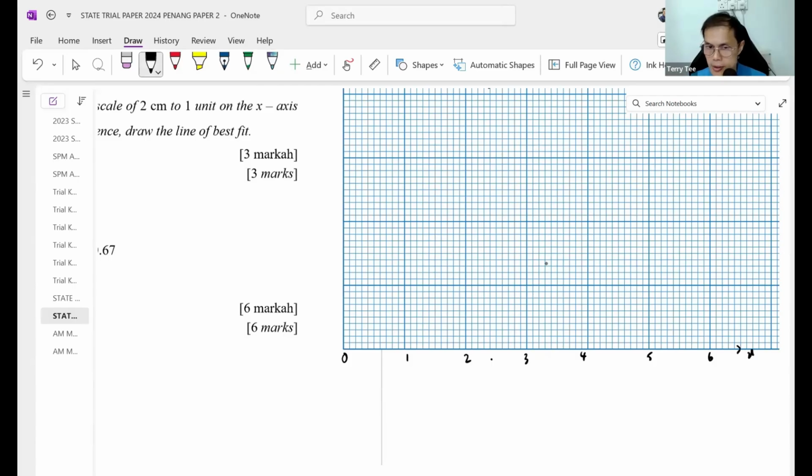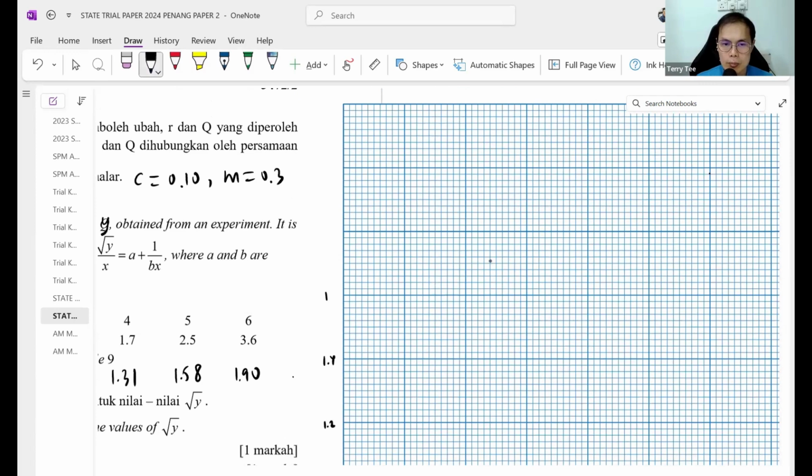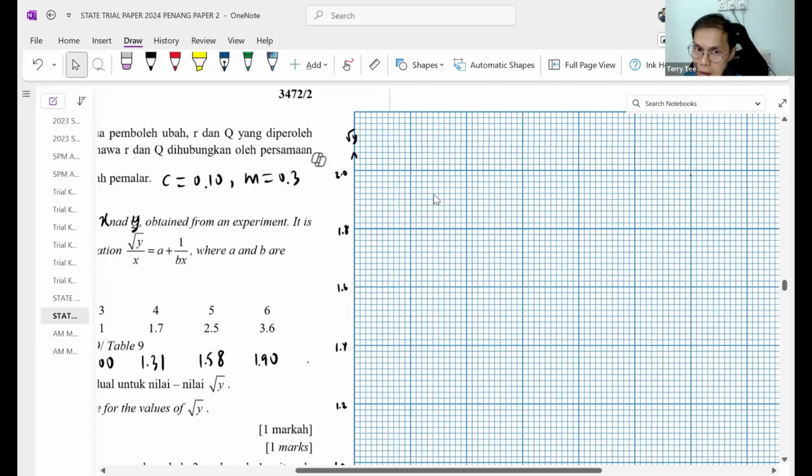This is your x. For your y-axis, the scale is 0.2. So we start with 0.2, 0.4, 0.6, and so on. 0.8, 1.0, 1.2, 1.4, 1.6, 1.8, 2.0. My largest is 1.9, so 2.0 is more than enough. So your y value is the square root.